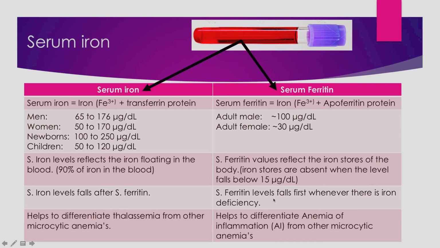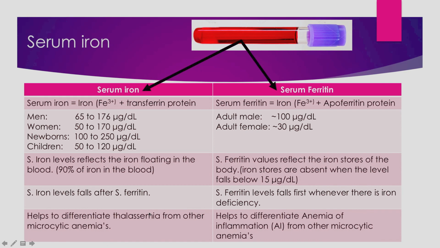So the first level to fall in iron deficiency is serum ferritin. When the serum ferritin levels are completely exhausted, that means they are below the range of 15 microgram per deciliter, we say that the iron stores in the body are absent. After that, the serum iron levels in the body also start falling. This serum iron and serum ferritin is helpful to differentiate thalassemias from other microcytic anemias, for example iron deficiency anemias. We will talk about this when we study the thalassemias.